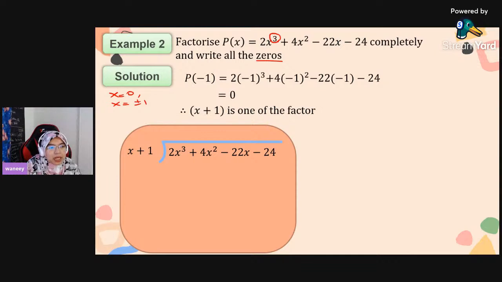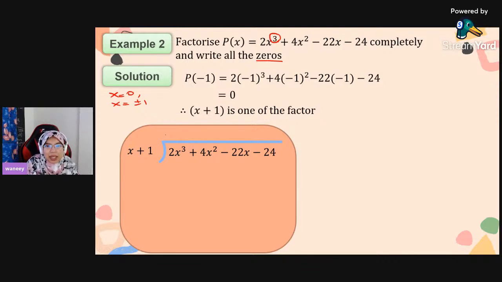Because cubic divided by linear must give a quadratic. Okay, so I want to know what the quadratic is so that I can factorize the quadratic. We only learn how to factorize a quadratic function completely. We did not learn how to factorize a cubic completely directly. That's why we have to do it a bit longer for a cubic or for power 4.